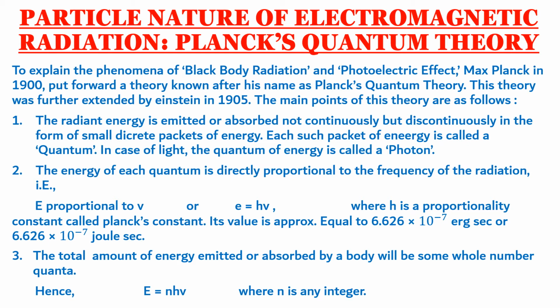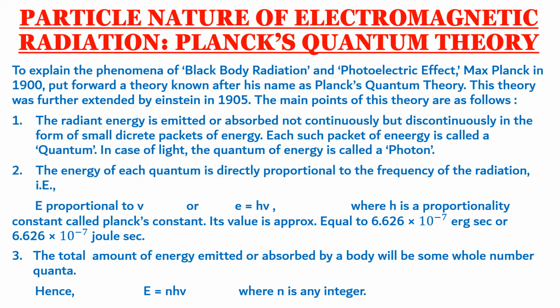So first one is that the radiant energy is emitted or absorbed not continuously but discontinuously in the form of small discrete packets of energy. Each such packet of energy is called a quantum. In case of light, the quantum of energy is called a photon.